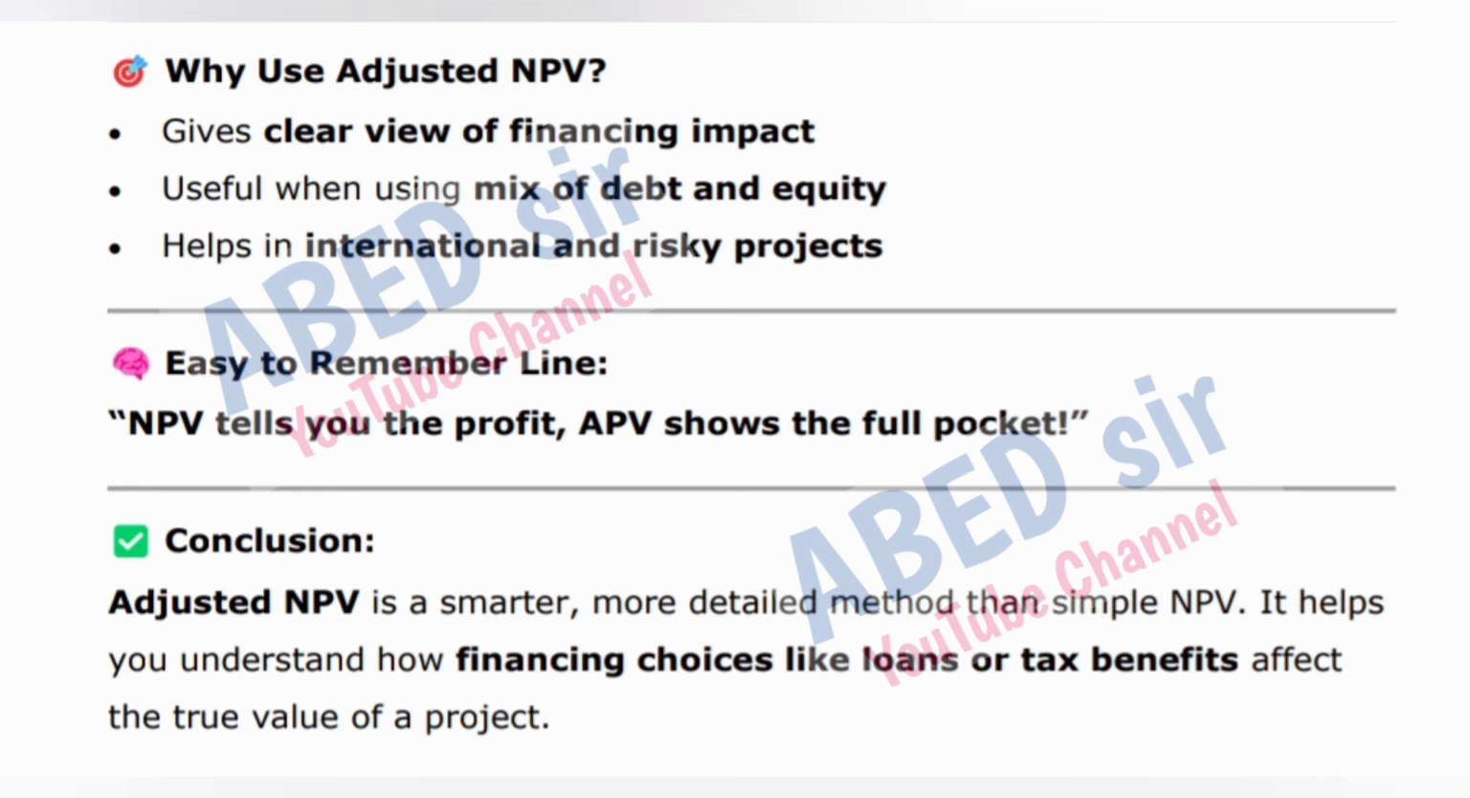Why use adjusted NPV? Gives clear view of financing impact. Useful when using a mix of debt and equity. Helps in international and risky projects. Easy to remember line: NPV tells you the profit, APV shows the full pocket. Conclusion. Adjusted NPV is a smarter, more detailed method than simple NPV. It helps you understand how financing choices like loans or tax benefits affect the true value of a project.